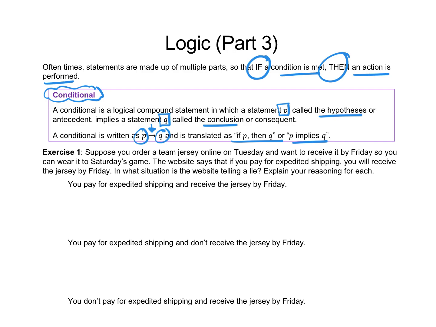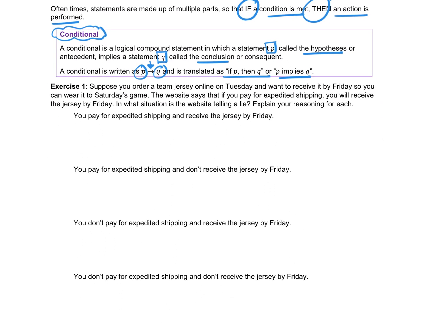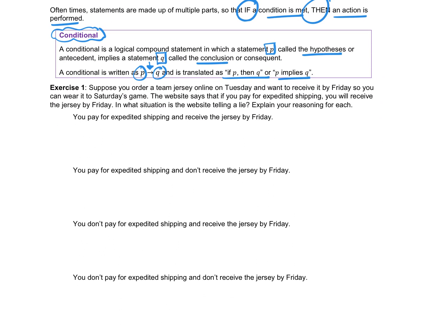So let's look at this exercise 1. Suppose that you order a team jersey online on Tuesday and want to receive it by Friday so that you can wear it to Saturday's game. The website says that if you pay for expedited shipping, you will receive the jersey by Friday. In what situation is the website telling a lie? Explain your reasoning. So let's say that you paid for expedited shipping.